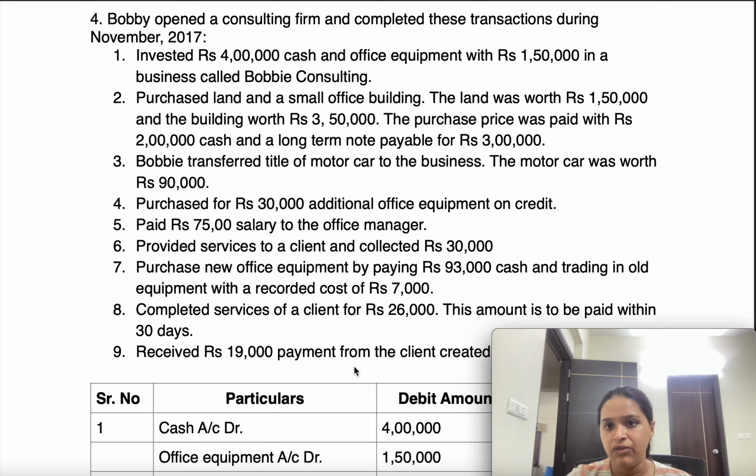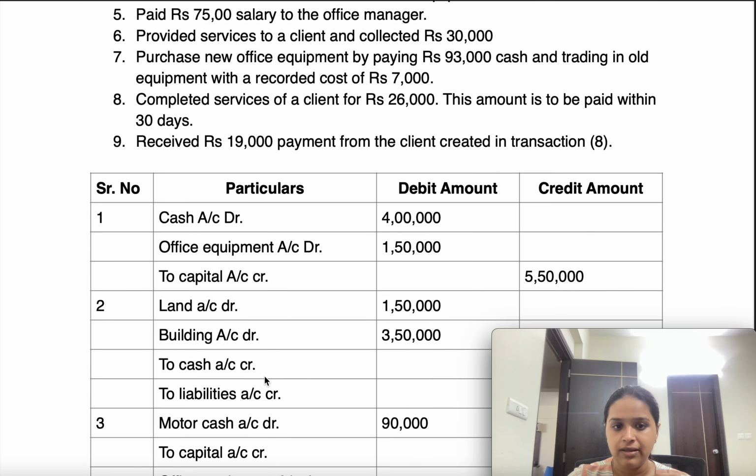The purchase price was paid with rupees 2 lakh cash. So for the entire 5 lakh we have paid 2 lakh cash. So 2 lakh cash is going out from the business, it should be credited. And a long term note payable for 3 lakh, it means out of the 5 lakh he has paid 2 lakh and the rest will be paid in the long term. They have not paid yet, so the rest is a liability, considered either as sundry creditors or a liability.